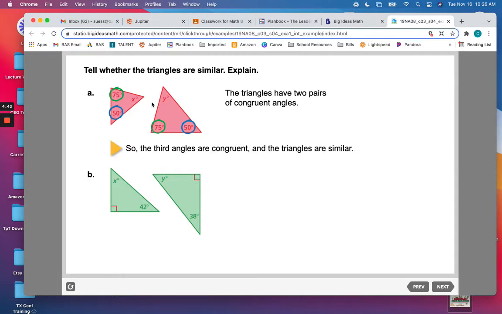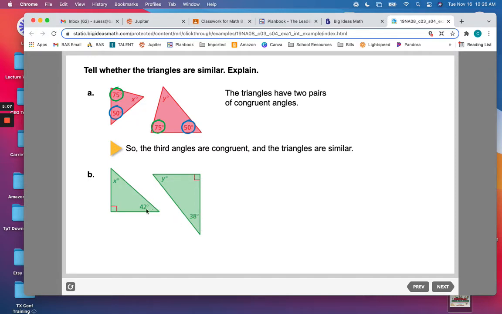So the third angle is congruent, so you could say that these triangles are congruent, and the word they're looking for is similar. Similar is the word you're looking for. All right, let's look at the green triangles. Okay, we see both triangles have a 90 degrees.